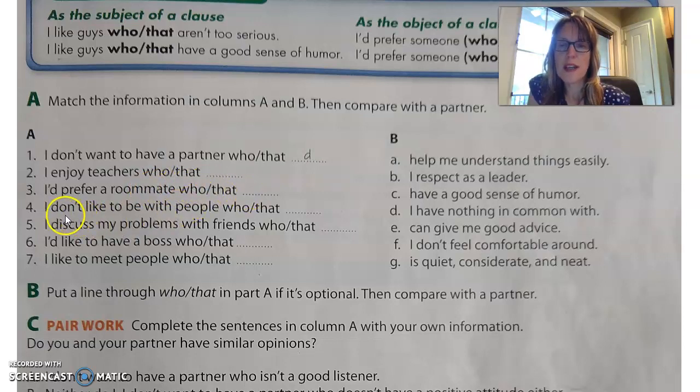Number 4, I don't like to be with people. Now this noun is plural. Who or that. I don't like to be with people, so this is going to be negative probably. Well, we already used D, so it can't be D. So F is negative. I don't feel comfortable around. Again, this one starts with a pronoun, so that means in real life, we could omit who or that.